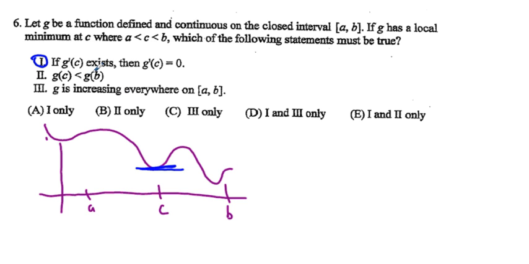2: G of C is less than G of B. Well, here's an example where we have a relative minimum, but this is a counterexample because G of C appears to be slightly greater. So relative minimum means it can just be at C and then continue going down. So 2 does not have to be true. 3: G is increasing everywhere from A to B. Well, this cannot be. G of C is greater than G of B. To have a relative minimum, we have to have a function decreasing somewhere. So 3 cannot be right either. So A, 1 only, is our correct answer.